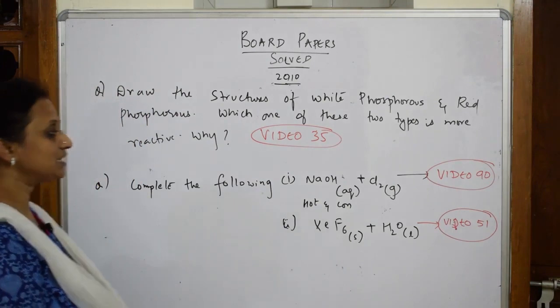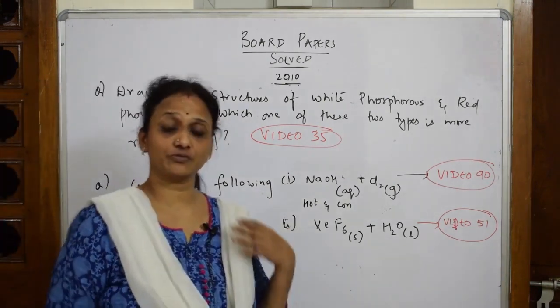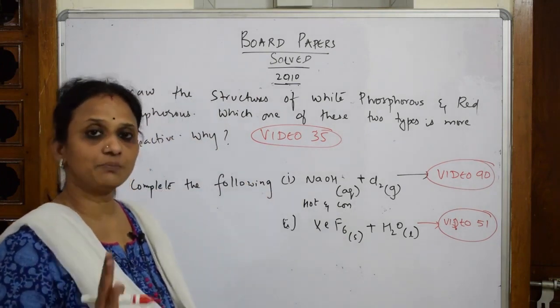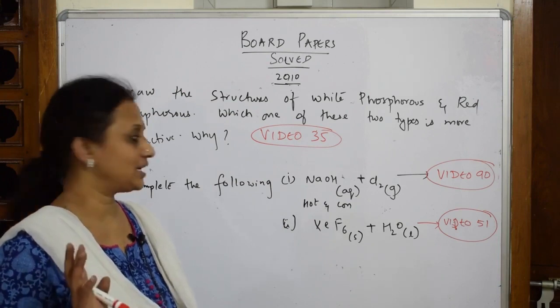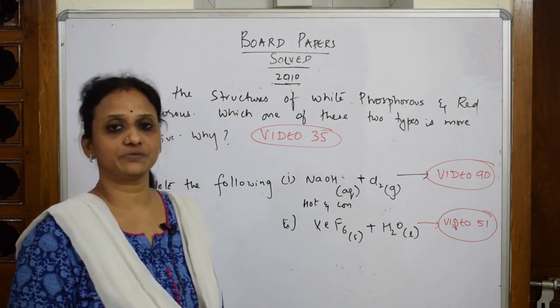Next question. Complete the following. This question, reaction of chlorine with hot and concentrated alkali, that is a disproportionation reaction. Very important question of chlorine. With hot and concentrated, cold and dilute. I did this in video number 90. Watch the video for the information.